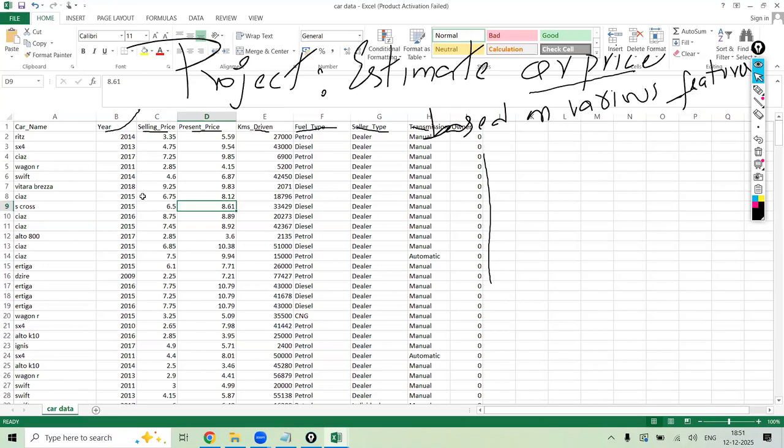For 2024, what are the prices? For 2023, what are the prices? If more kilometers are driven, what are the prices? If less driven, what are the prices? If one owner, what is the price? If two owners, what is the price? Like that, you are going to observe.